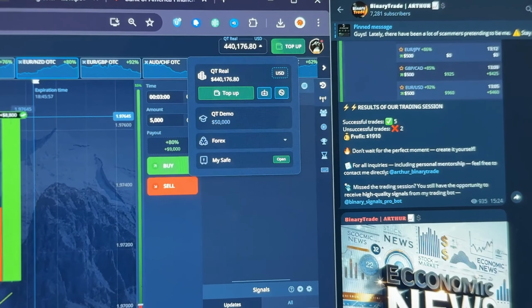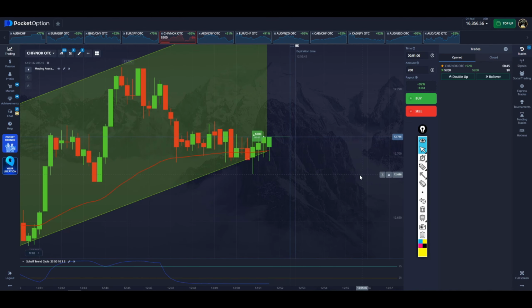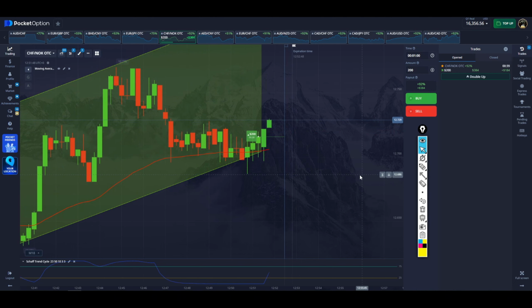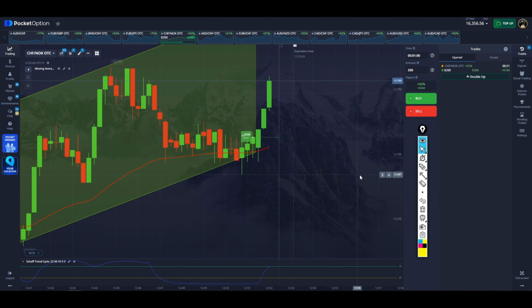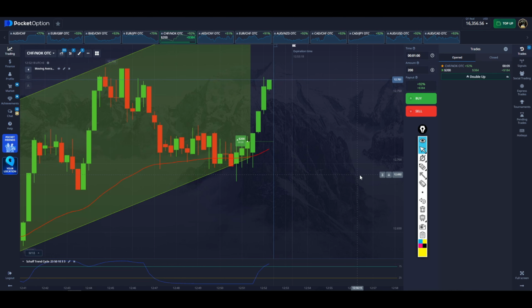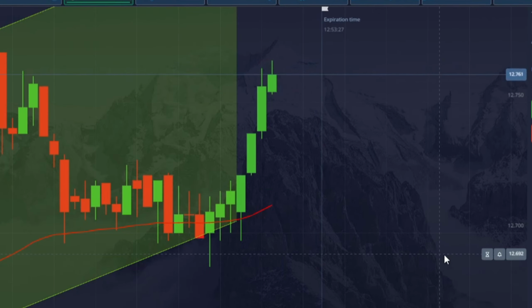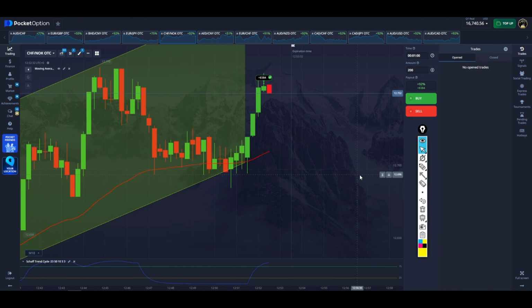Now, let's get back to the strategy. Great, the trade closed in profit, which means the situation was analyzed correctly. You'll always be on the right side if you trade with the trend. Awesome, let's move on to the next setup.